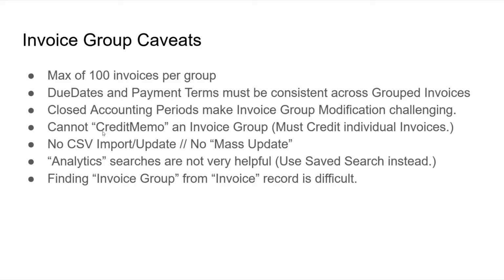I found that you cannot credit memo the invoice group, which is interesting. You can pay the invoice group, but can't credit memo it. So what I found is you have to credit the individual invoices in the group, which is probably fine for most cases. I did not find a CSV import, so I did not find a way to import invoice groups, so you can't create them or update them through CSV.